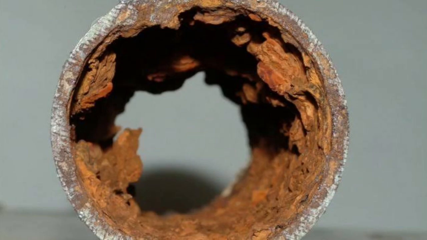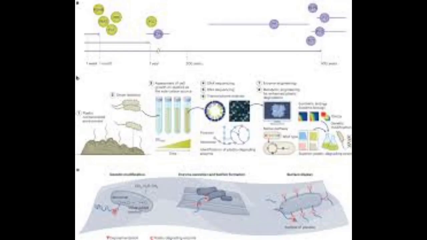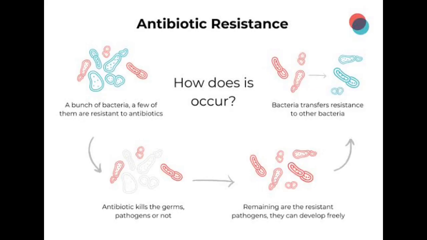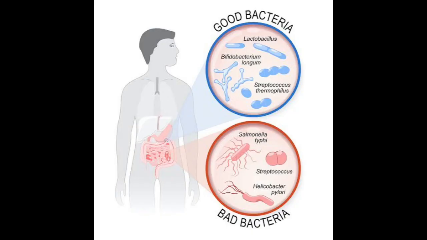We can use bacteria to degrade plastics. We can use bacteria to make different types of pigments and dyes, with which you can make paint, a paint which can be antifungal in property. Or we can also work on different types of antibiotics, because we know antibiotic resistance is a very big issue. So we can work on this.